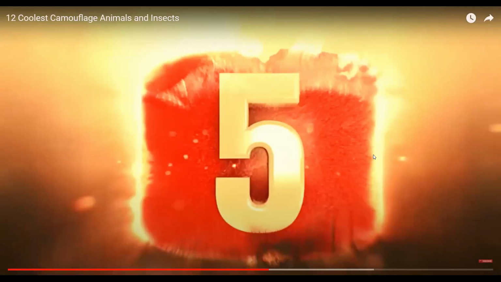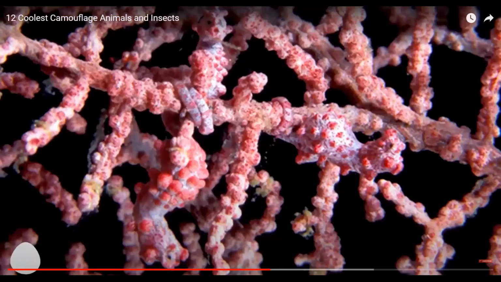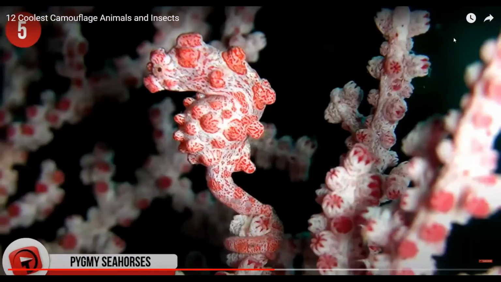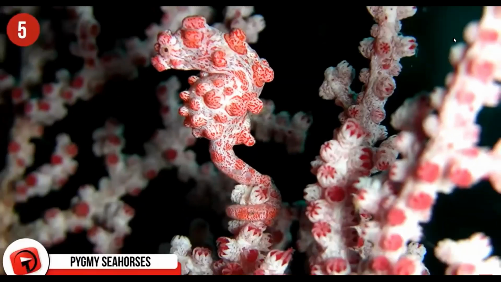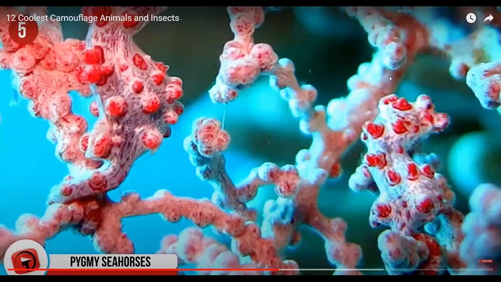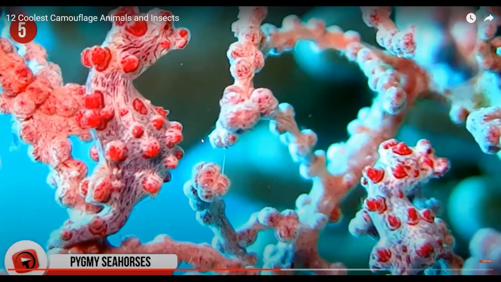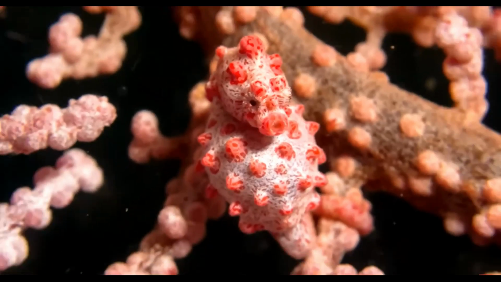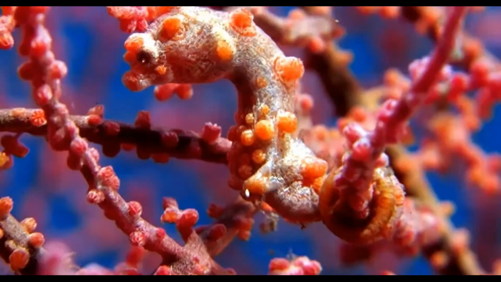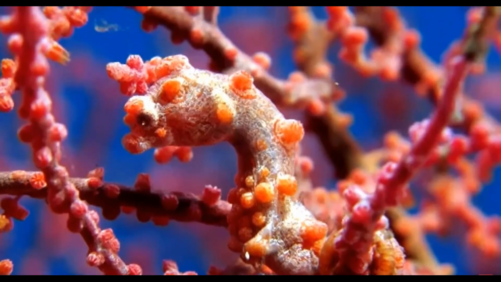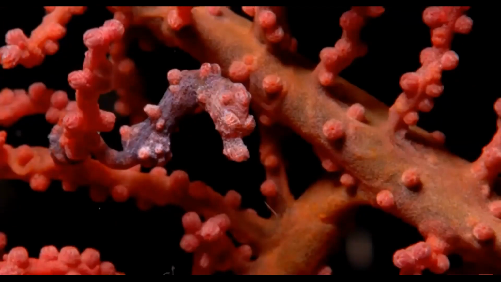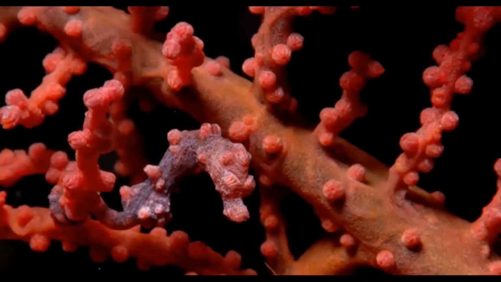Number 5, pygmy seahorses. Oh, so cute! These aquatic creatures are found in Southeast Asia in the Coral Triangle area, and are some of the smallest seahorses in the known world, typically measuring less than 2 centimeters in height. These tiny little seahorses rest amongst the sea grasses, soft corals, or flowering sea fans. There are at least 8 different known species of seahorses, along with several dwarf species out there as well. They are best known for their bright colors and adorable qualities.